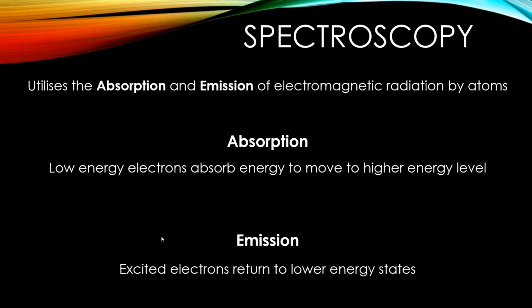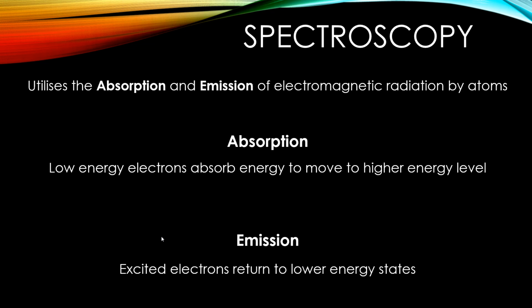So, in a general sense, for spectroscopy, it utilizes the absorption and emission of the electromagnetic radiation by atoms. So with absorption, low energy electrons sitting in the ground state absorb energy to move to a higher energy level or higher energy state. For emission, excited electrons that have already absorbed energy return to a lower energy state by emitting photons of light.